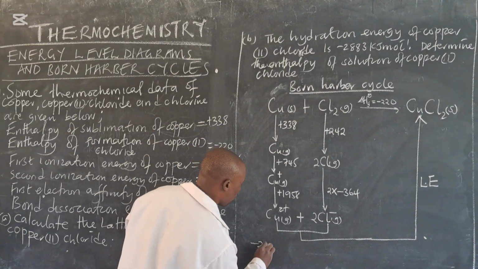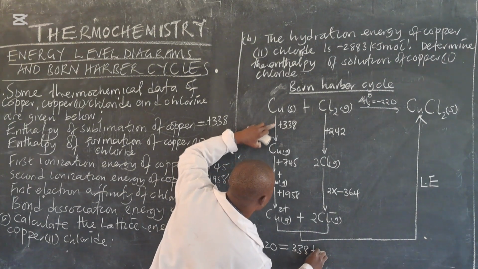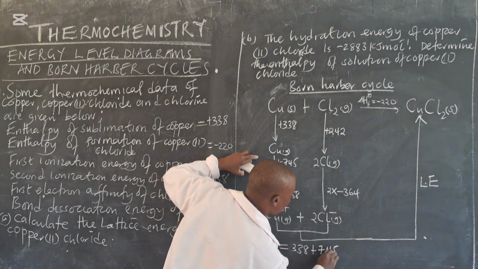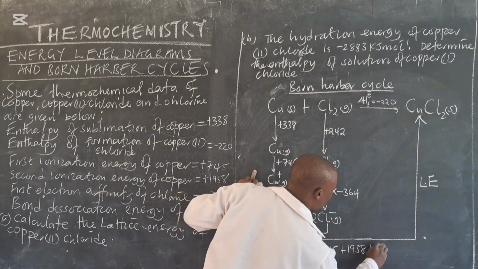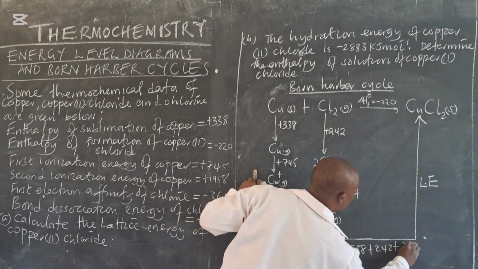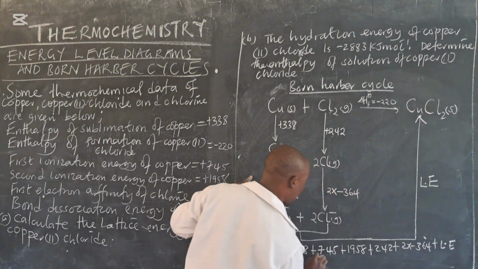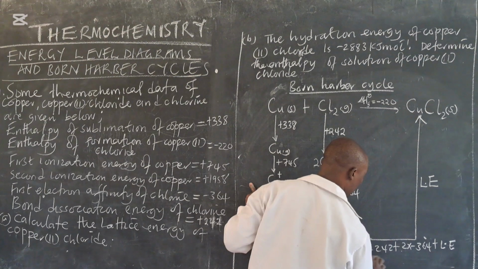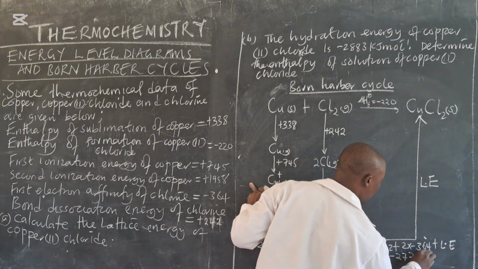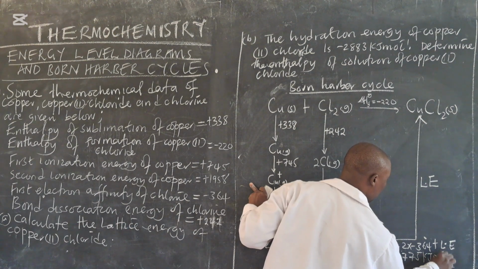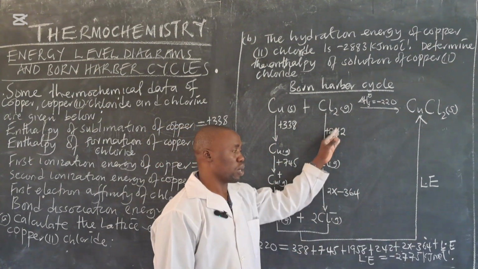So -220 is equal to 338 plus 745 plus 1958 plus 242 plus 2 times -364 plus lattice energy. So the lattice energy is actually going to be -2775 kilojoules per mole. So that is the lattice energy. This is called the Born-Haber cycle.